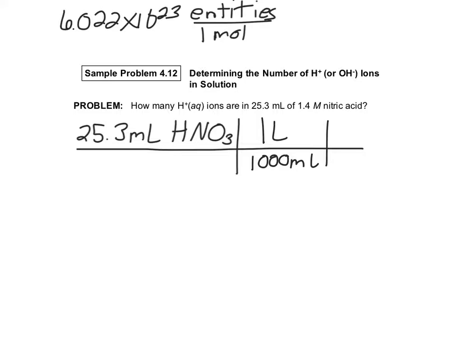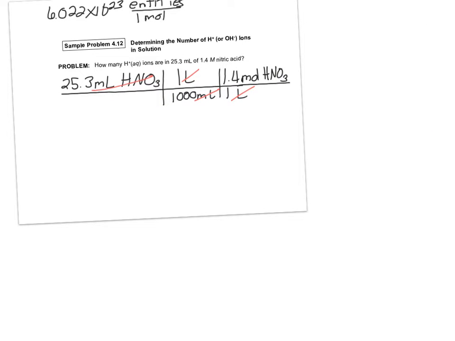And I know that there's 1,000 milliliters in 1 liter. And now, from the molar concentration, for every 1 liter, there's 1.4 moles of nitric acid, HNO3. So let me check my units. I've got milliliters divided by milliliters, liters divided by liters. I'm going to be left in moles. That's good. That's what we're looking for here. So I'm going to have 25.3 times 1.4 divided by 1,000. And that's going to be 0.03542 moles of HNO3.